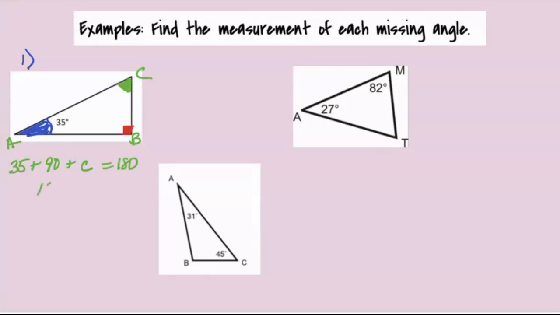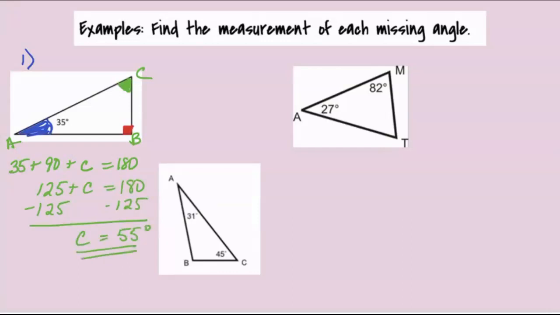This is 125 plus C equals 180. Subtract 125 on both sides. And we have C is equal to 55 degrees.